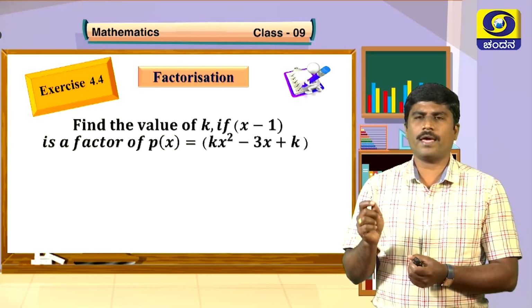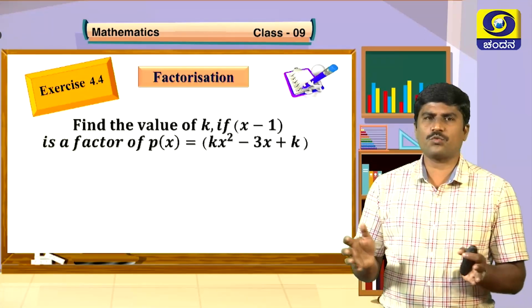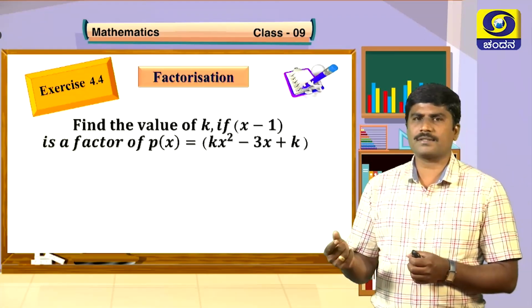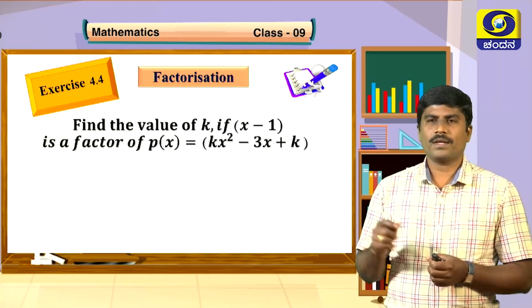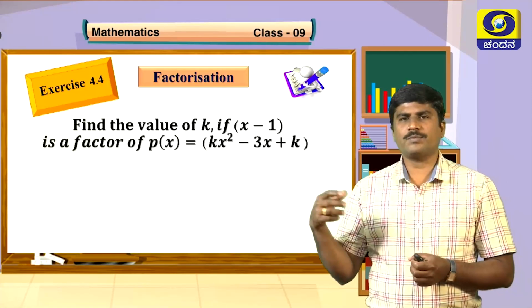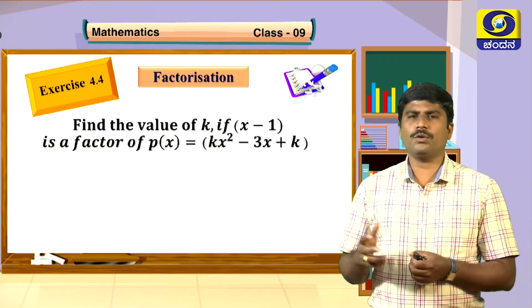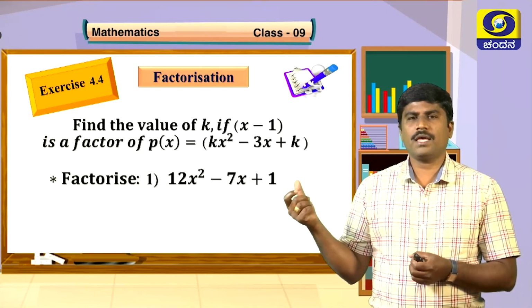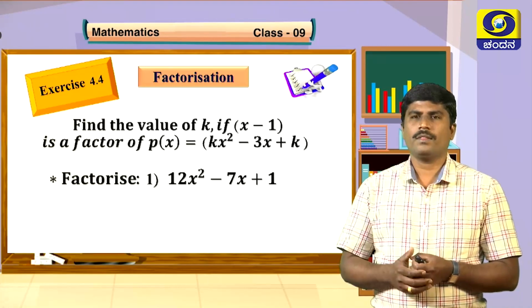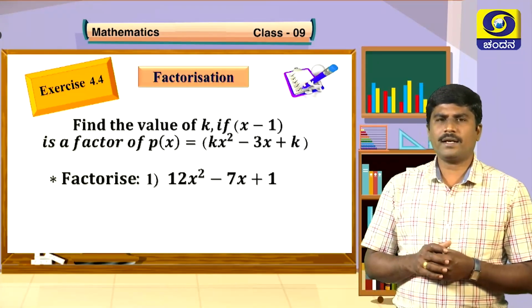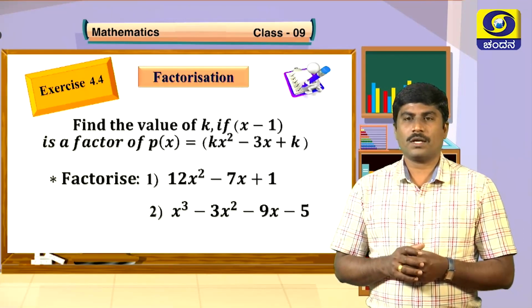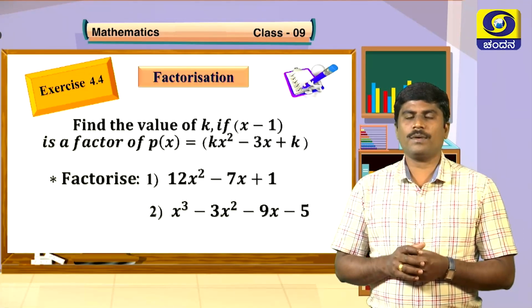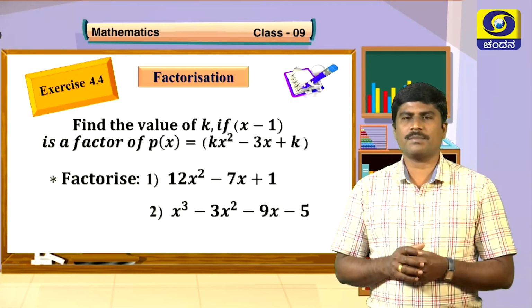Find the value of k if x minus 1 is a factor of p(x) = kx square minus 3x plus k. Okay, so already here x minus 1 is a factor. Only thing you need to do is factorize kx square minus 3x plus k. Now one more question, factorize 12x square minus 7x plus 1. Another important question is x cube minus 3x square minus 9x minus 5.